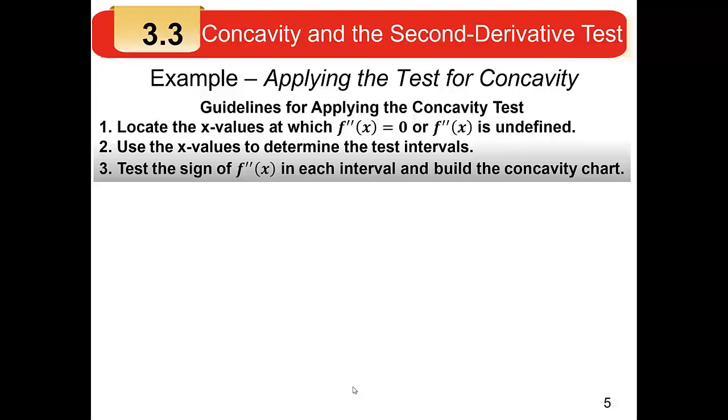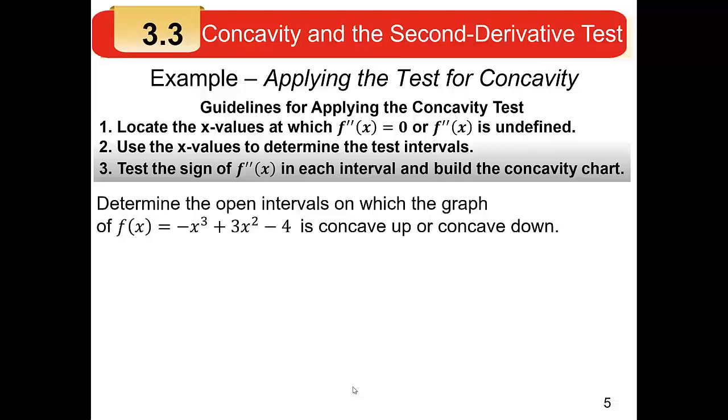Those are the things we talked about doing. Let's apply them to a really simple problem. Suppose I ask you to find the open intervals on which the graph of f of x equals minus x cubed plus 3x squared minus 4 is concave up or concave down. This is a simple polynomial function.